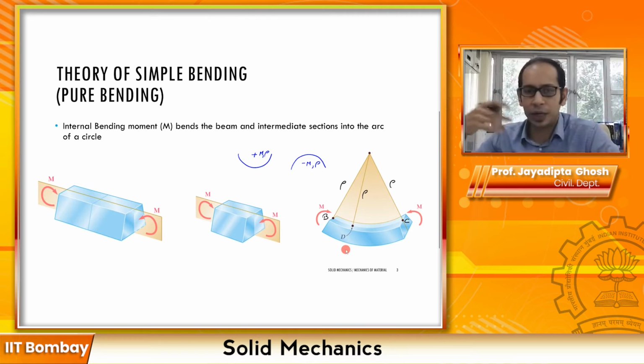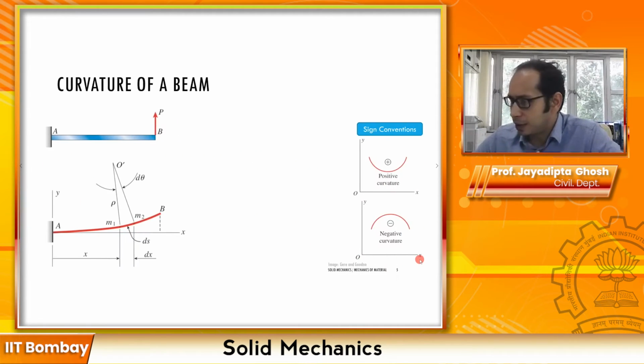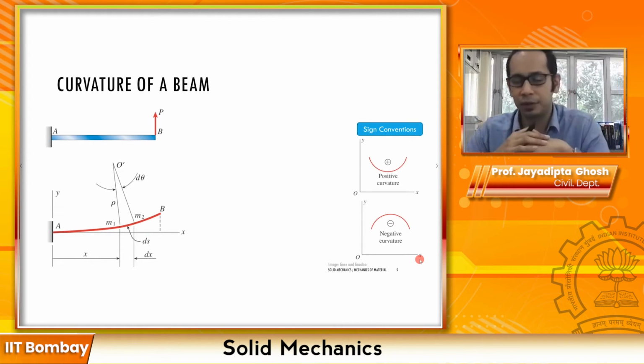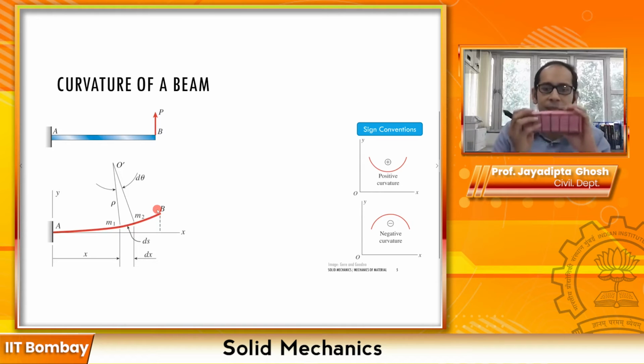So let's go ahead and take these concepts a little bit further. If you consider a beam, for example, this cantilever that you see over here, where at the end you are pulling vertically up with a force P, the deflected shape of the beam is something like this, and from this you can tell that it is a sagging kind of a moment.